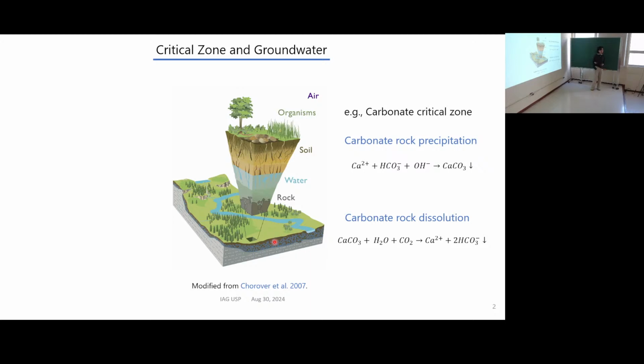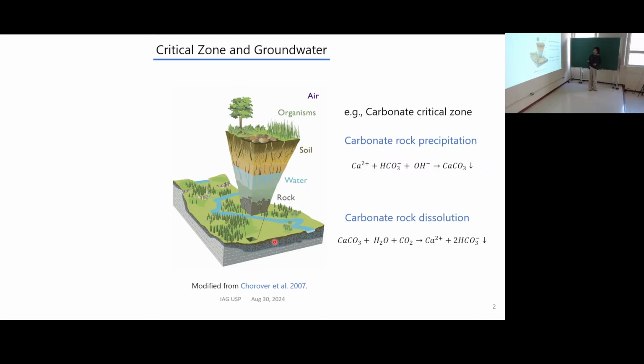I know in this group, at least I already see many people from the audience, you're very familiar with the critical zone and the groundwater problem. For the critical zone, maybe this is just repetitive information, but we're looking at the so-called Earth skin, from the bottom of the weathered rock or aquifer to the top of the canopy of the trees.